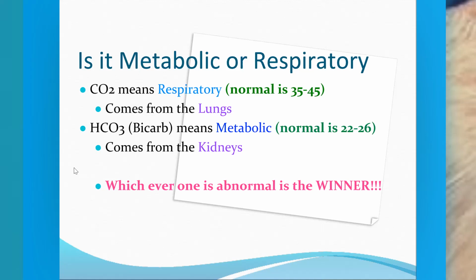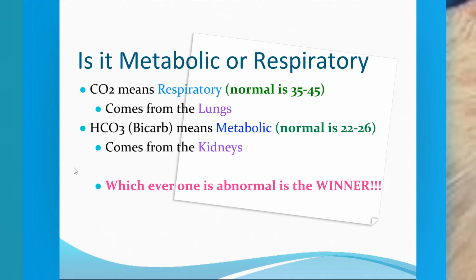Respiratory comes from the lungs, so it is a respiratory component. Now the bicarb is a little bit different. There's not something we can really use to remember the normal range. We just have to put that in our brain. Our normal for the metabolic component, bicarb, is 22 to 26 millimeters of mercury.